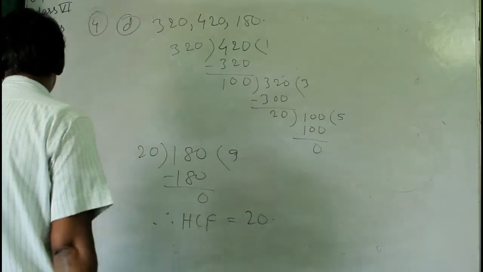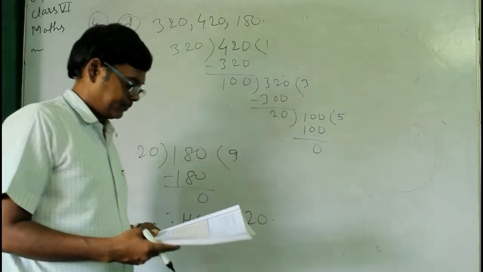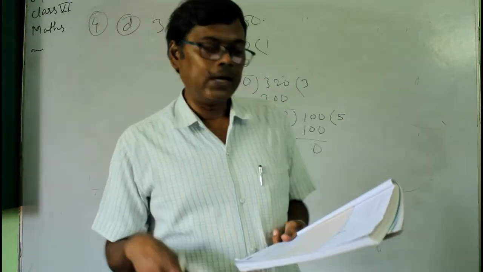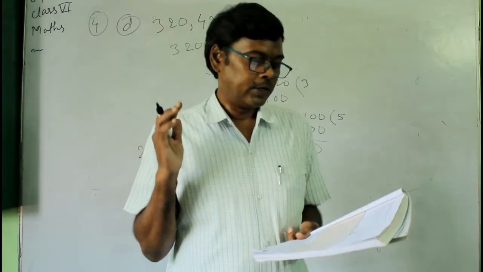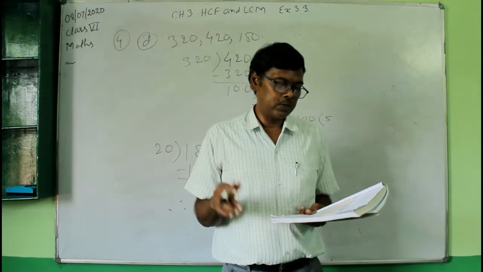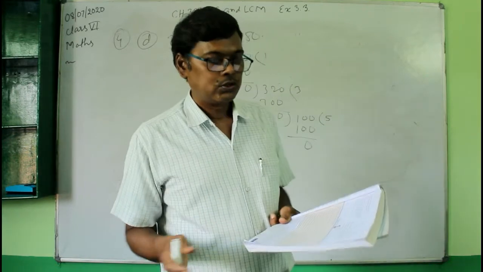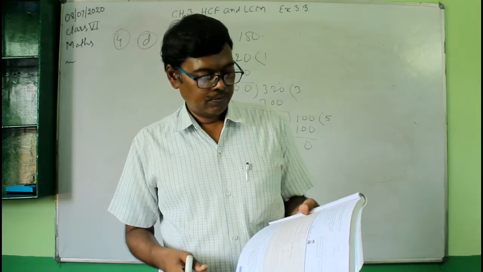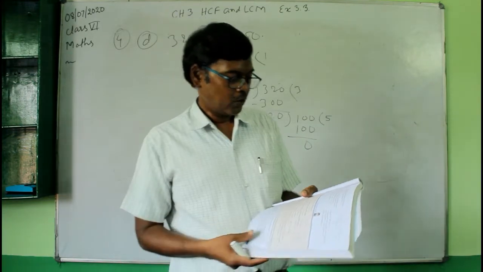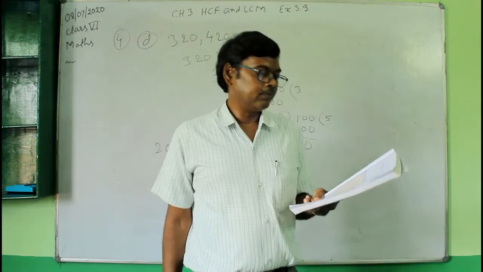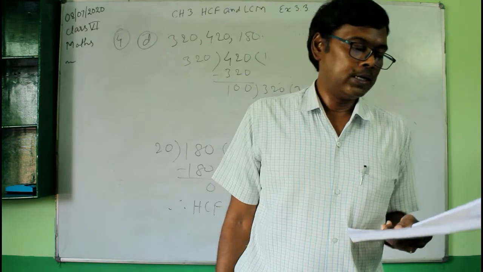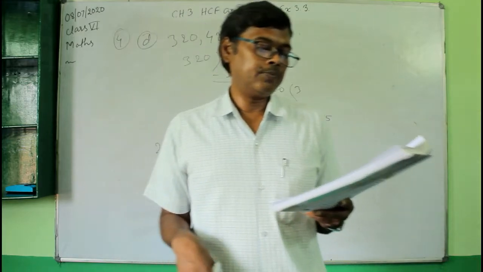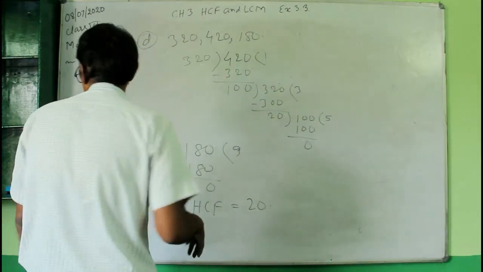Now question number 5 I will not do, because in this question you have to find the greatest number which can divide 36, 81 and 108. So this question is just to find the HCF of the given numbers. Now question number 6. Find the greatest number which can divide 89, 53 and 77, leaving a remainder 5 in each case. Here also we will find the HCF, but there is a little bit of difference.